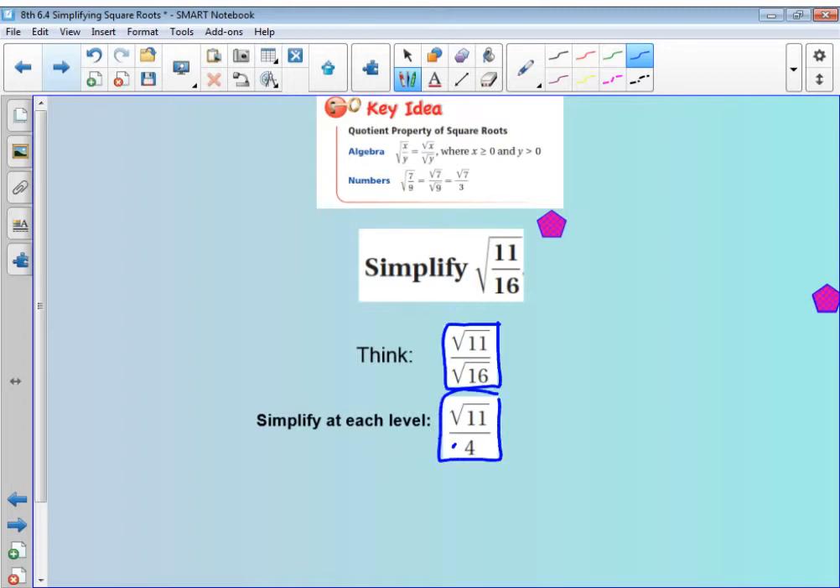Okay, we're going to start out pretty basic with this. Eventually, later on down the road, you'll start working with some fractions involving those square roots and so forth, and simplifying within that.